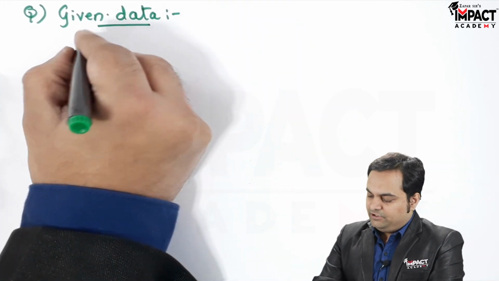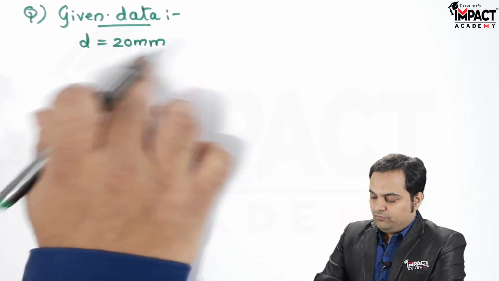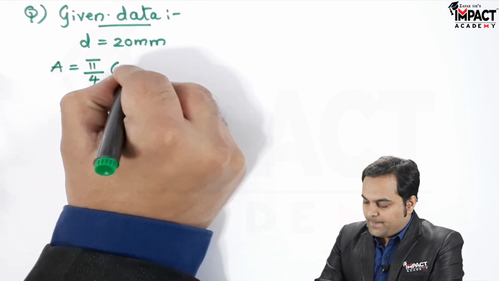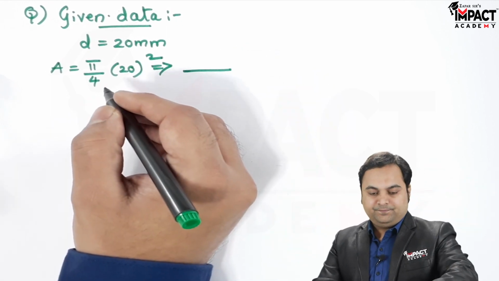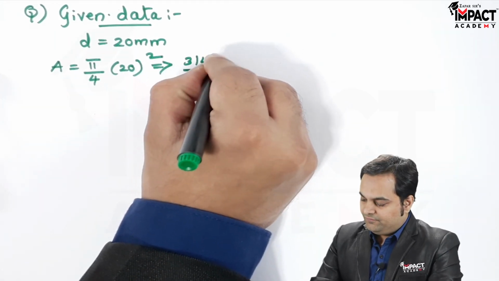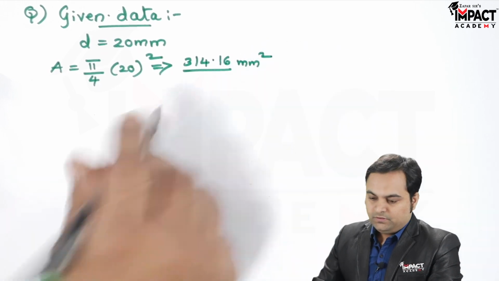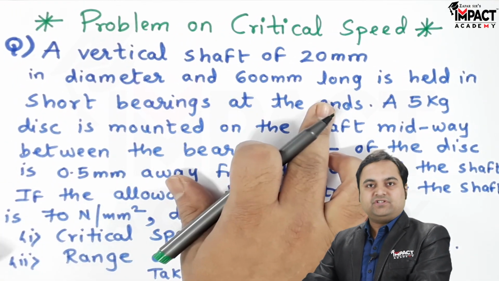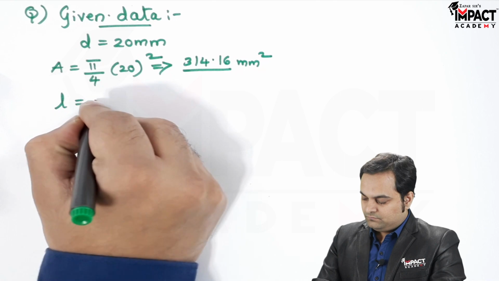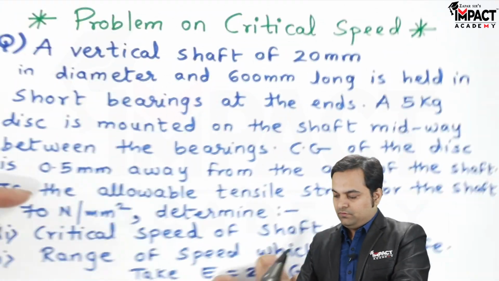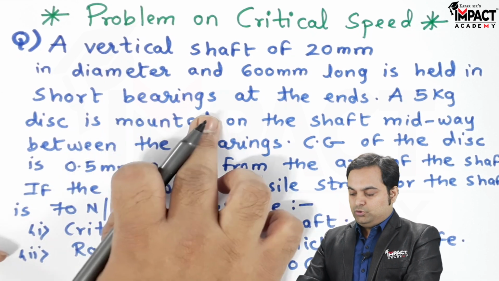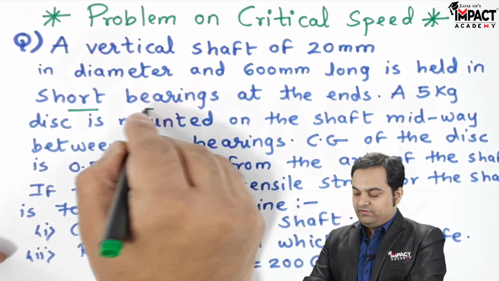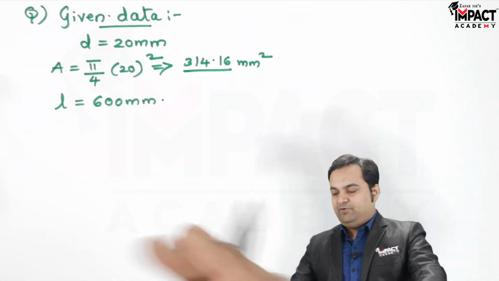The shaft is having a diameter of 20 mm. So when the diameter is given, I'll find the area of shaft, which is the cross-sectional area, and it comes out to be 314.16 mm square. Next it is given and 600 mm long. This is the length of the shaft given, denoted by small l, is held in short bearings. So it is mentioned that the shaft is held between short bearings.